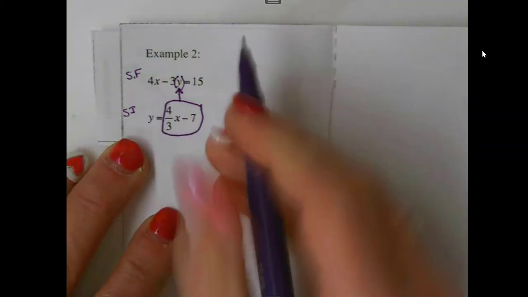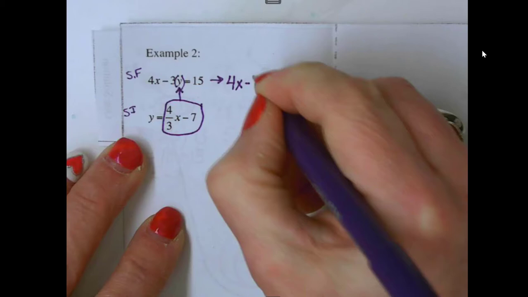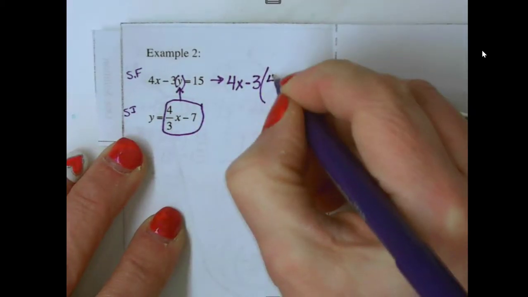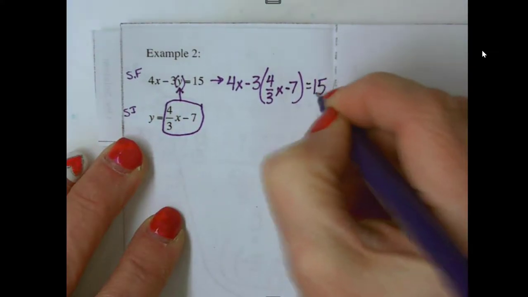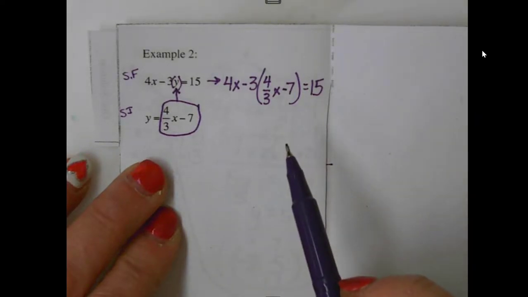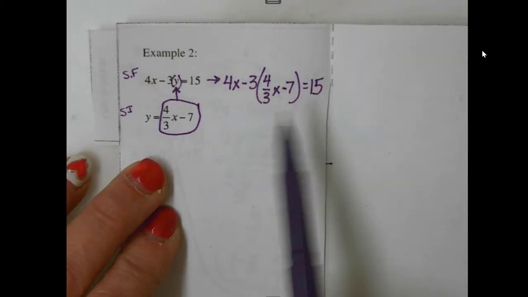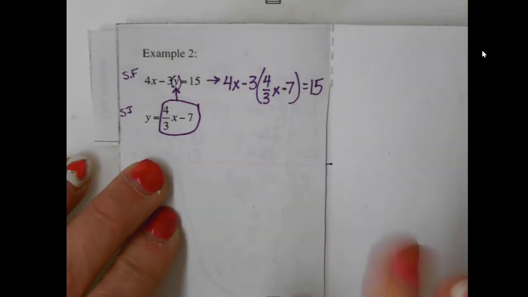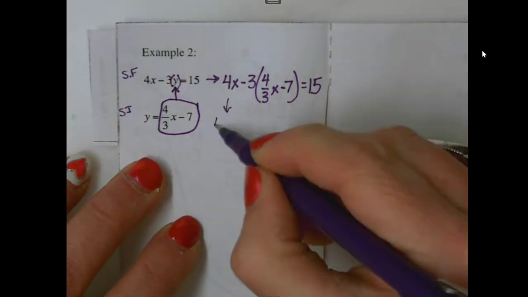So it's just a step-by-step process. I'm going to rewrite this equation and substitute this in for y. So I have 4x minus 3, substitute this in, that equals 15. Now you know if you substituted in correctly because all I have is the letter x. If I still had an x and a y, I'd know something didn't go correctly as far as substituting. But we're okay.